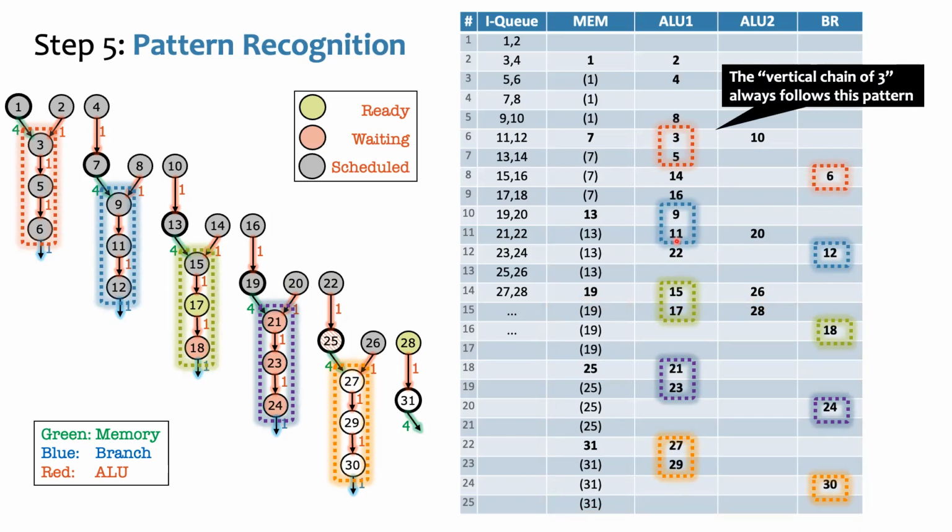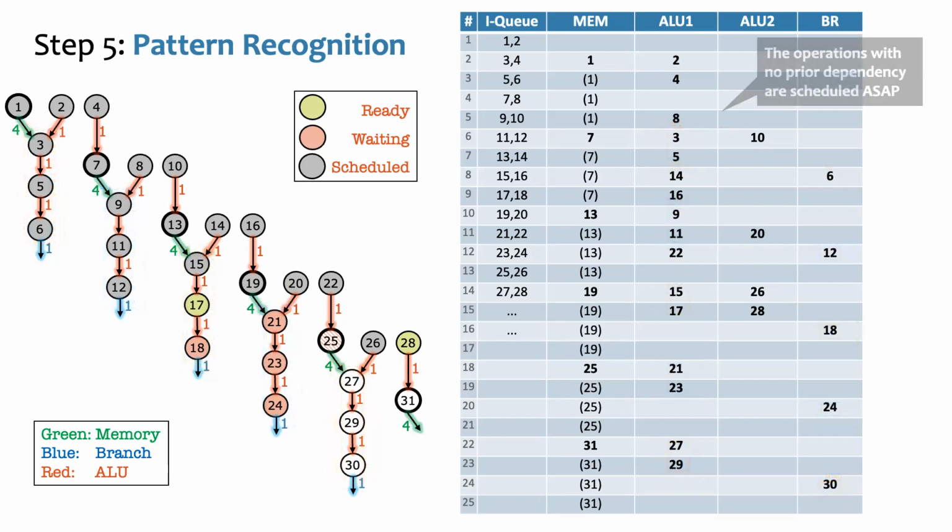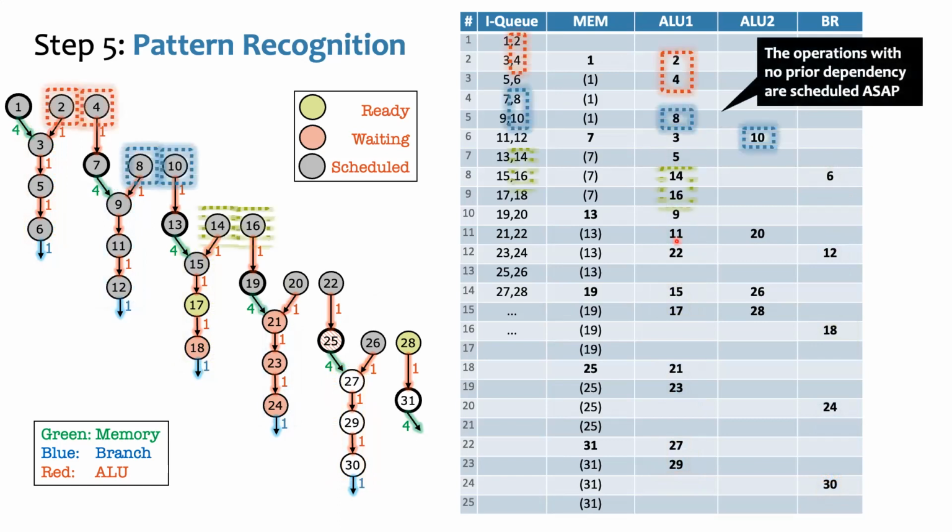So there's a very smooth flow between every group of 3 operations, right? 3, 5, 6, they're executed in 3 consecutive cycles. 9, 11, 12, 3 consecutive cycles, right? Same goes for every vertical group of 3 operations. This is one kind of pattern that you should recognize from the scheduled DFG. The next pattern is for these nodes, 2 and 4, 8 and 10, right?